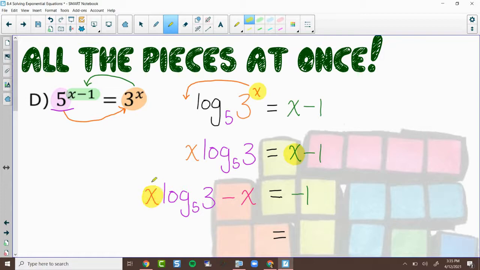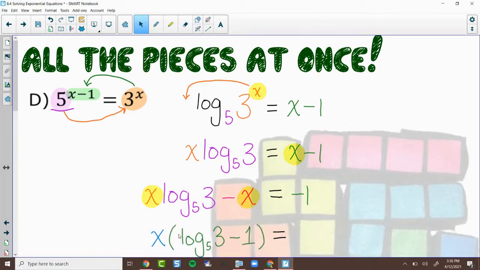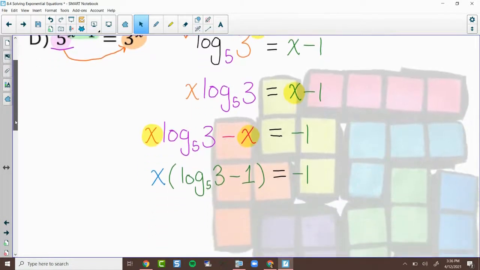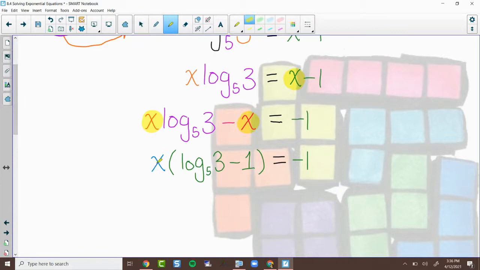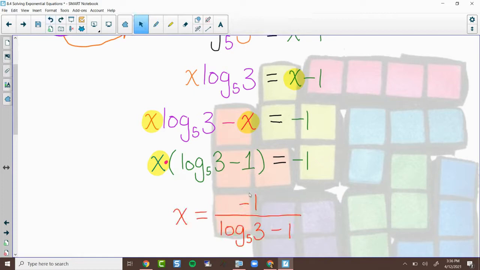Now I see both of these have an x. So why don't we just take the x out of both? So I'm going to have a log base 5 of 3 minus 1. I still have it equal to -1. Looks like I'm almost there. I'm almost done solving for x because I've got x times, again, I don't know what this number is, but I know it's a number. So I can just divide both sides by that log base 5 of 3 minus 1. And that is a final answer for x.